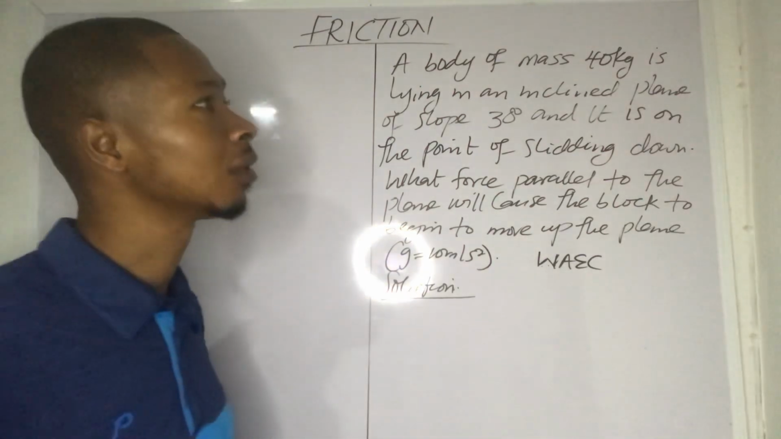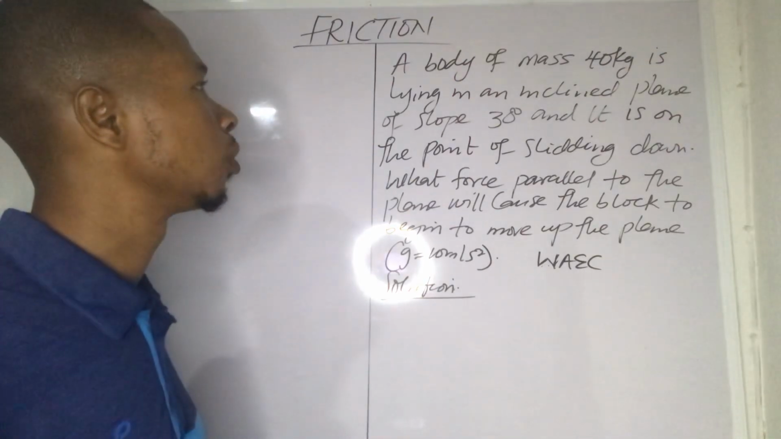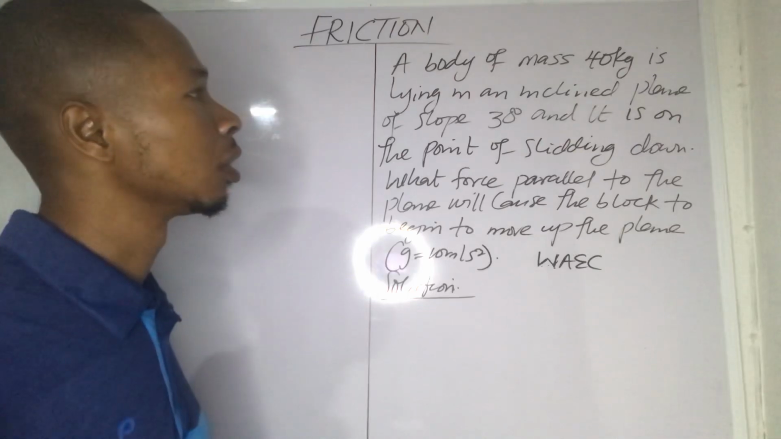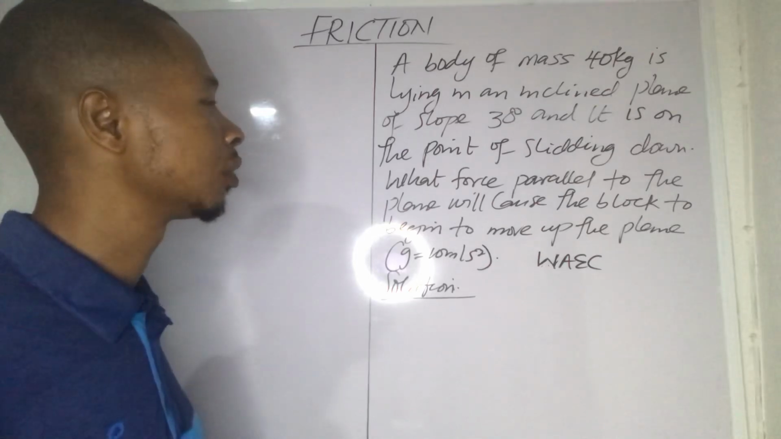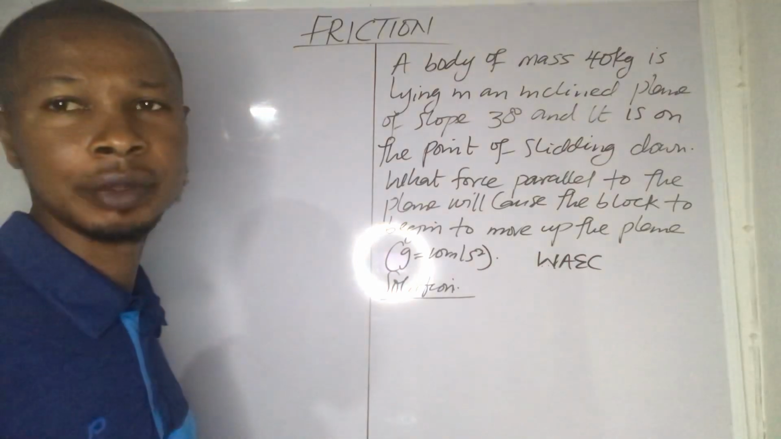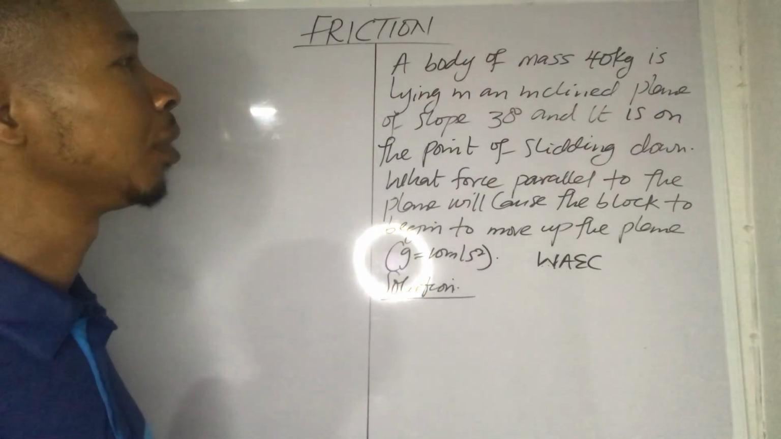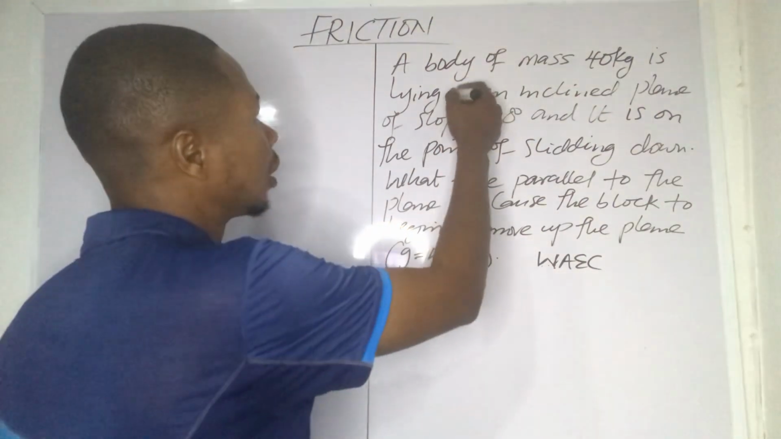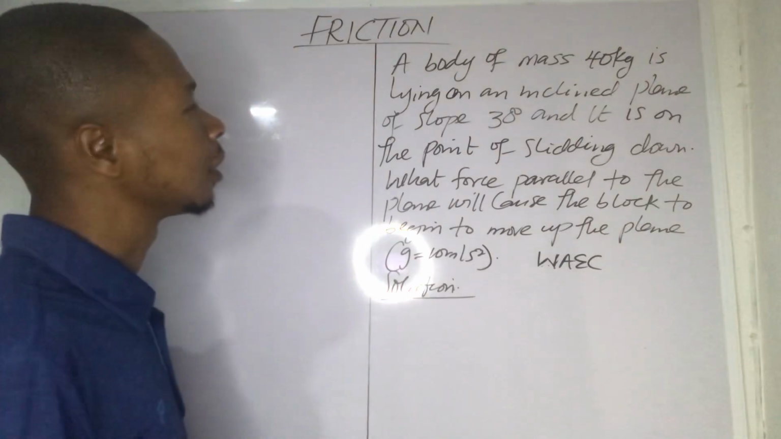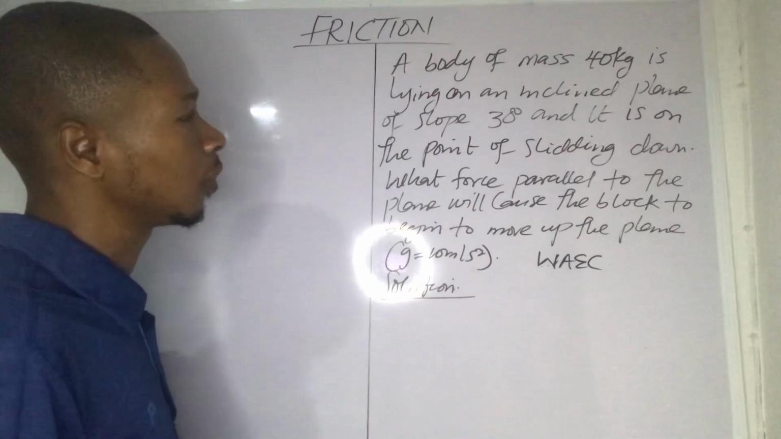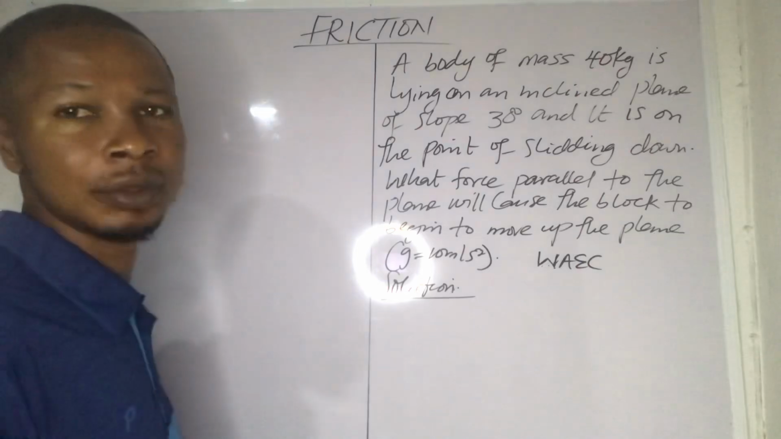A body of mass 40 kg is lying on an inclined plane of slope 30 degrees and it's on the point of sliding down. What force parallel to the plane will cause the block to begin to move up the plane?